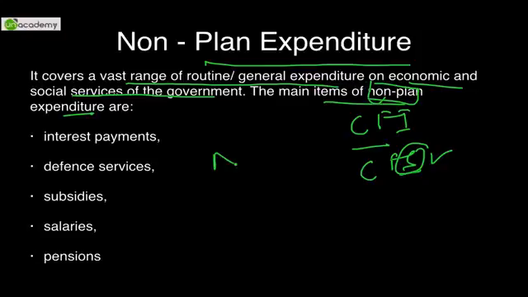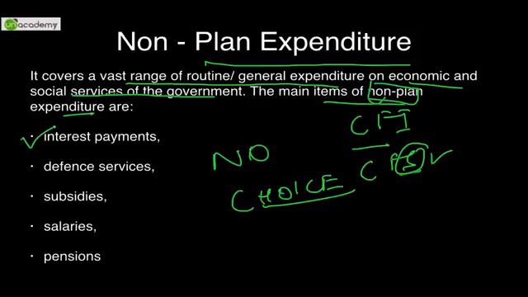There is no choice by the government to plan these expenditures. This has to be done. Interest payments. If you have taken a loan, that has to be paid. Hence, it's non-planned. Defense services. You have to incur defense services. Army, Navy, Air Force, etc. Expenditure has to be done.